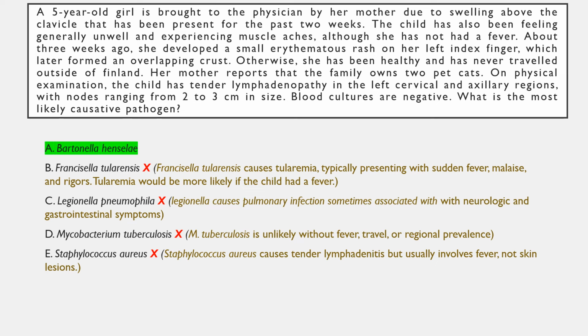Option E is incorrect, as Staphylococcus aureus can cause acute unilateral lymphadenitis that would present with tender lymphadenopathy, but fever would be expected and cutaneous manifestations would not be expected.